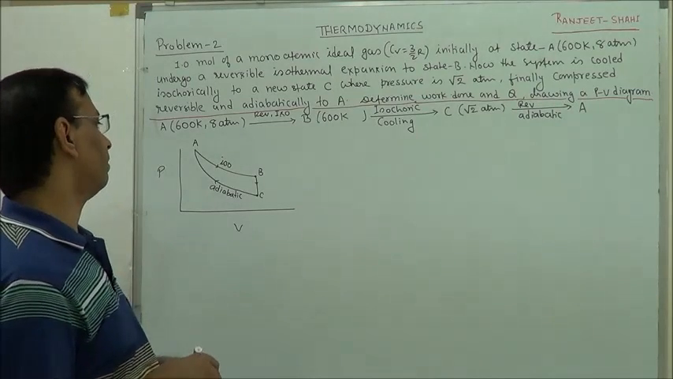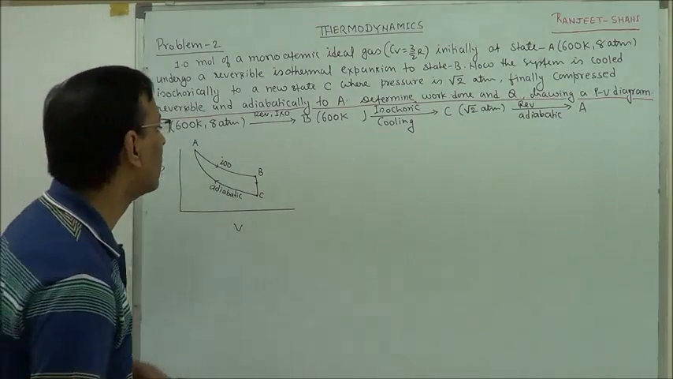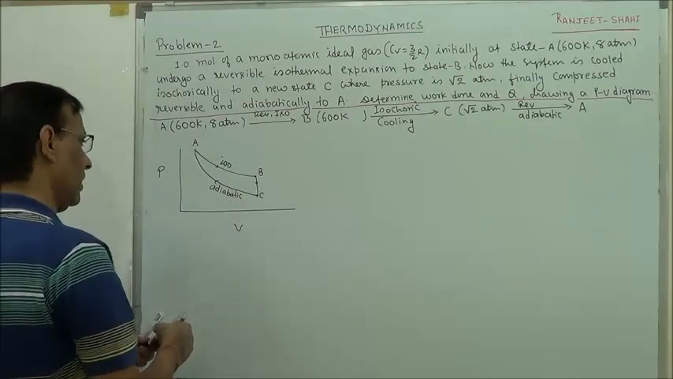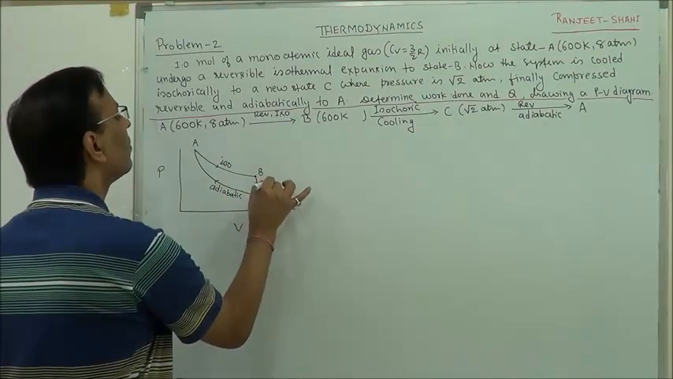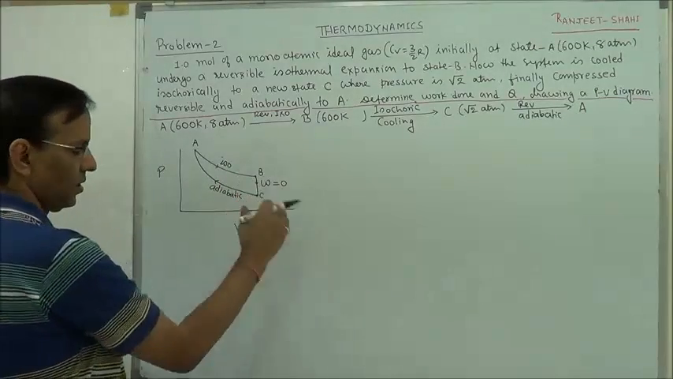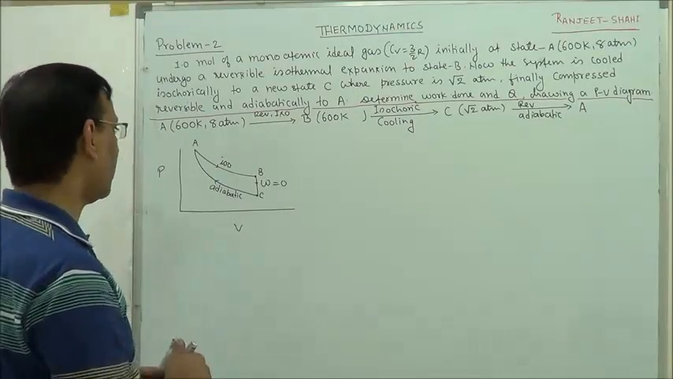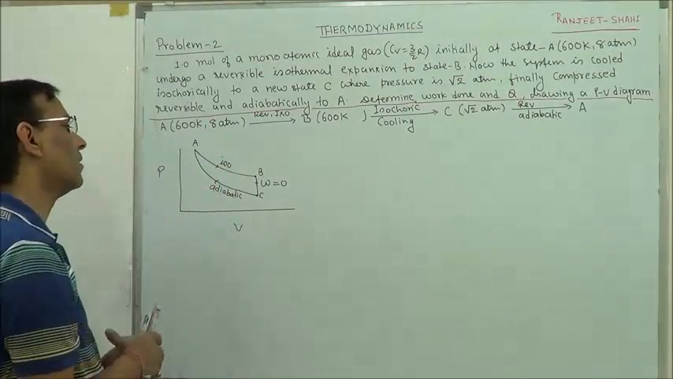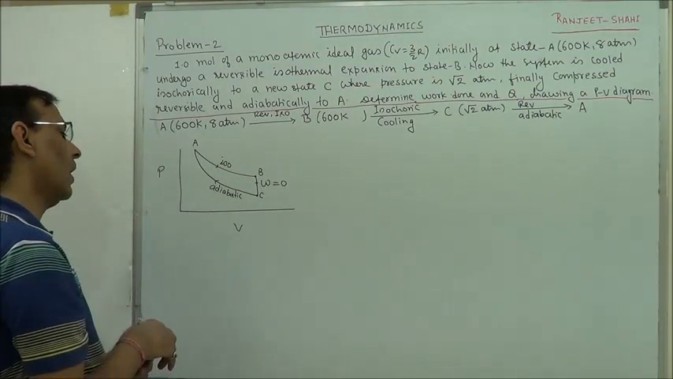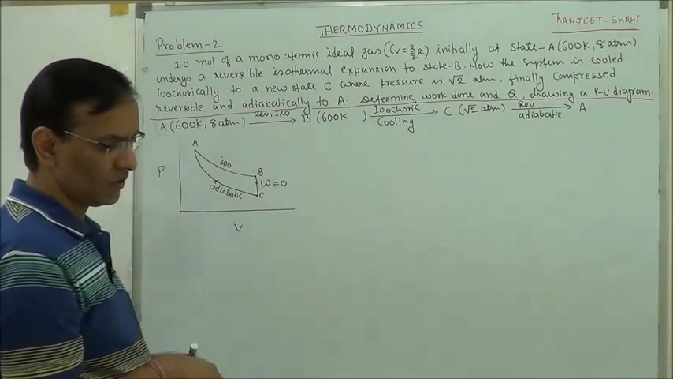So for solving work done in these three processes, if we call this work W, it will be 0 since isochoric. So at constant volume, no mechanical work is done. So work is done only in the first and second steps, AB and CA. The first step is isothermal reversible expansion AB.